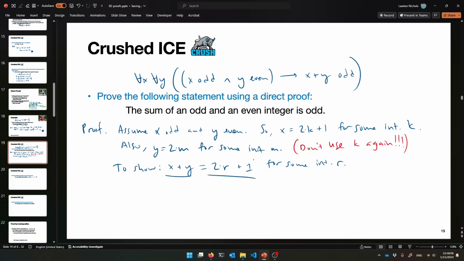It's something times 2, right? It's a multiple of 2 plus 1. There's always remainder 1 there. So that's what's going on.